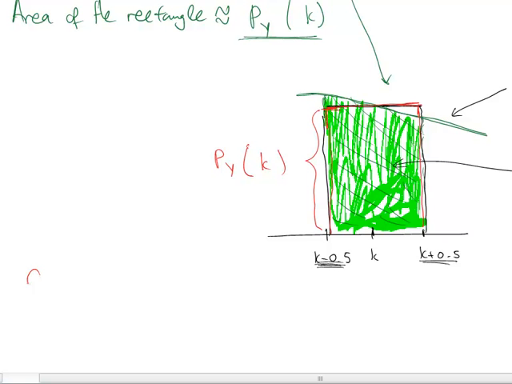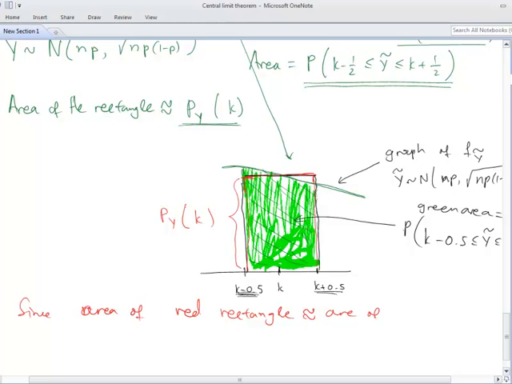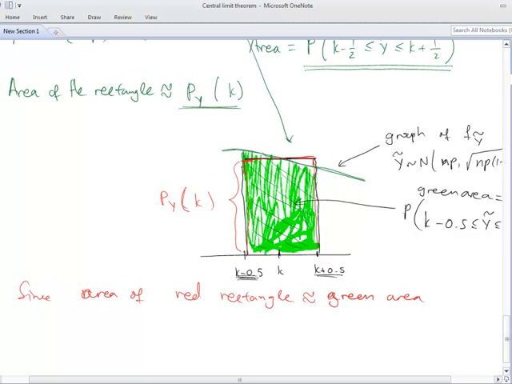So, the area of the red rectangle is approximately equal to the area of the green area, and I mentioned before, and I'm repeating it, these two areas are approximately equal because k minus 0.5 or k plus 0.5 are not far from k relative to the fact that the range of the possible values of the discrete random variable y ranges all the way from 0 to n.